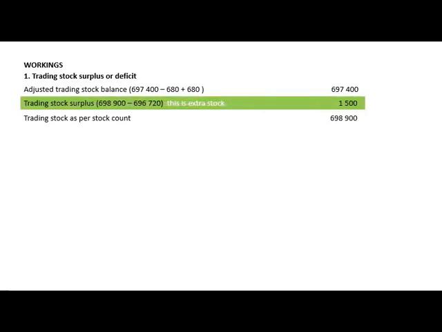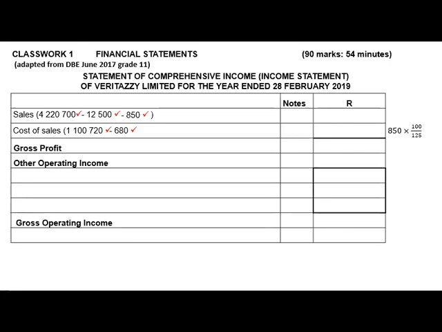What type of stock do we have? It's a surplus. This is an extra stock of 1,500. And a surplus will be recorded in the income statement or statement of profit or loss, but under what? Guys, you don't write trading stock. You write it as trading stock surplus. Because if you write trading stock, it's minus 1. It's a foreign item. Please understand that. And I have to show workings in brackets, and this will give you 1,500. 2 marks for that.